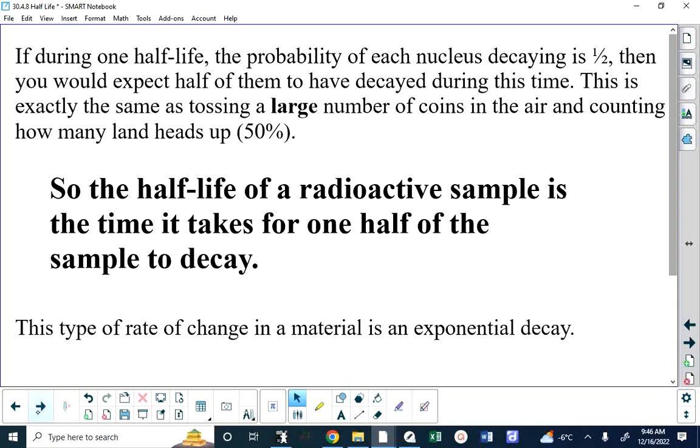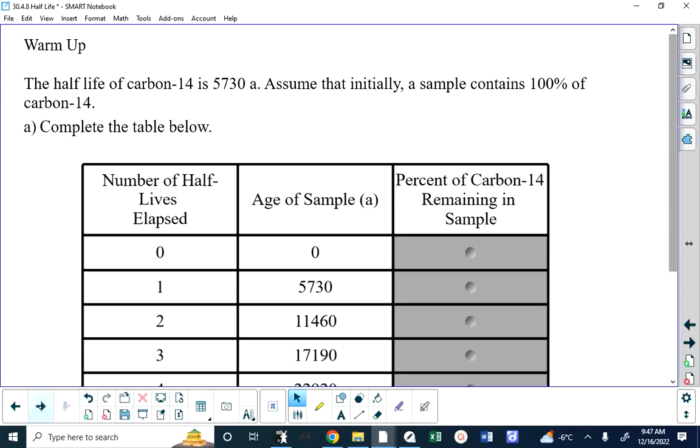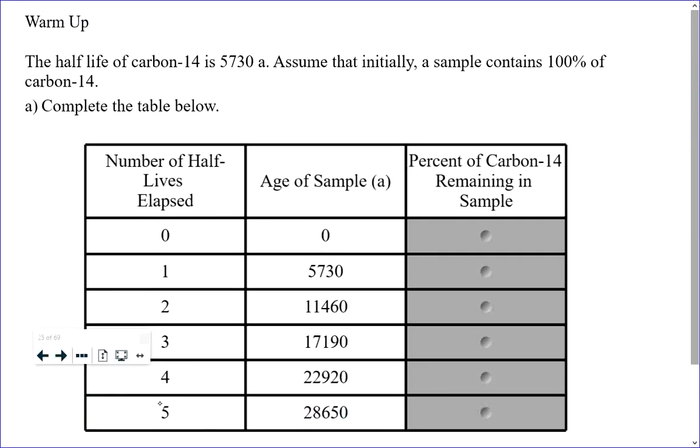And this type of change, for you Math 30-1 people, is an exponential decay, where the base of the exponential function is a half. Warm-up. The half-life of carbon-14 happens to be 5,730 years. Assume, and this is a ridiculous assumption, that we start off with 100% carbon-14. We wouldn't find that in nature, but we could procure it in a lab. You could go to a nuclear physics lab and they could manufacture some for you. And we'll talk later about how that happens.